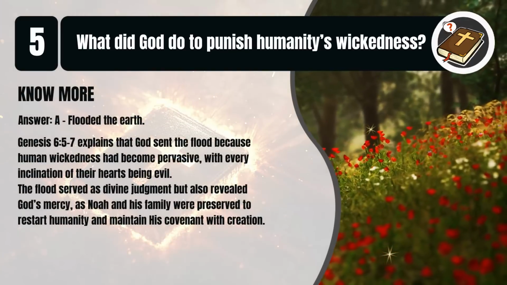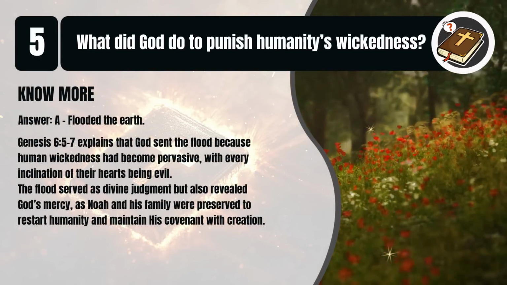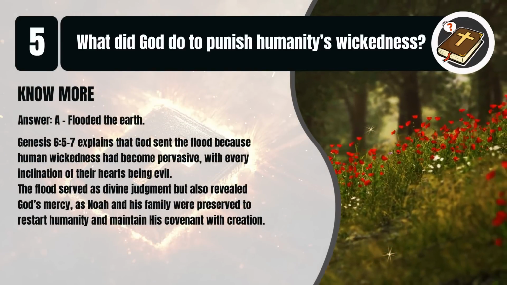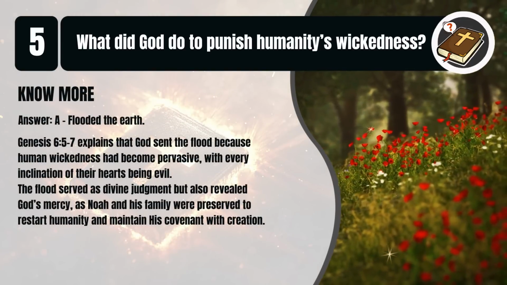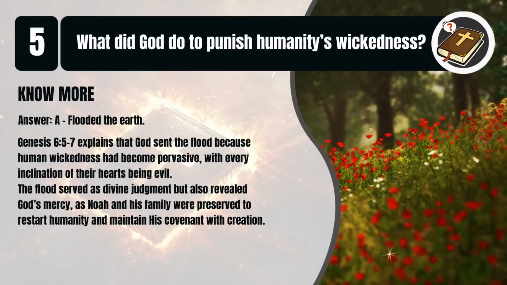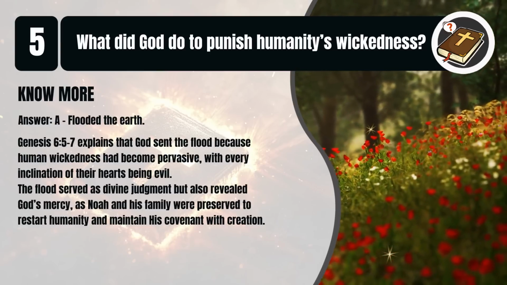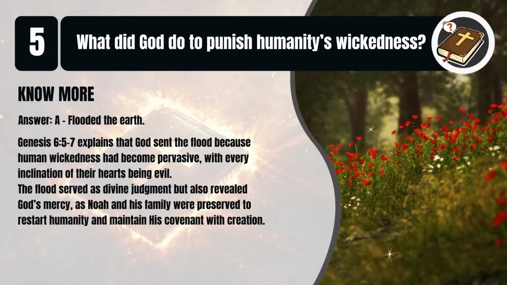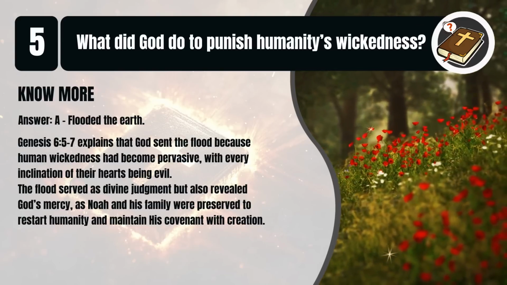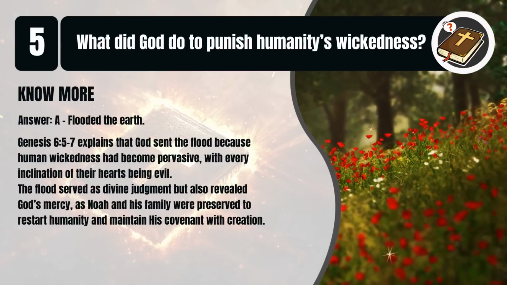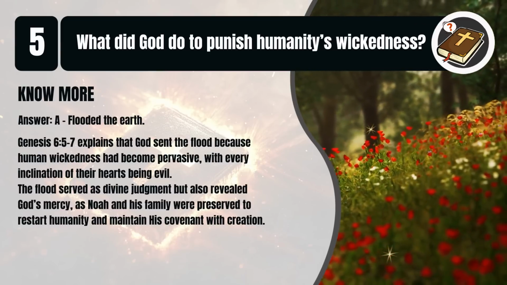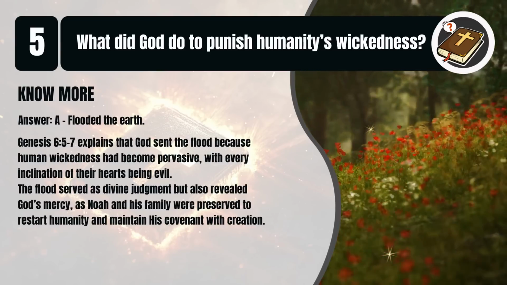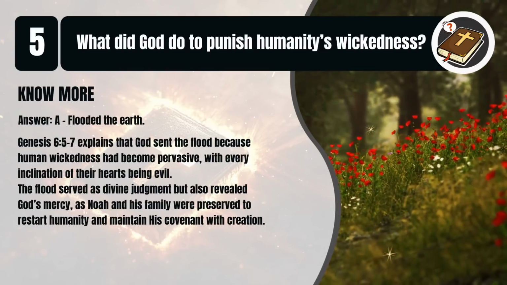That's A. Flooded the earth. Genesis chapter 6, verses 5 to 7 explains that God sent the flood because human wickedness had become pervasive, with every inclination of their hearts being evil. The flood served as divine judgment but also revealed God's mercy, as Noah and his family were preserved to restart humanity and maintain his covenant with creation.